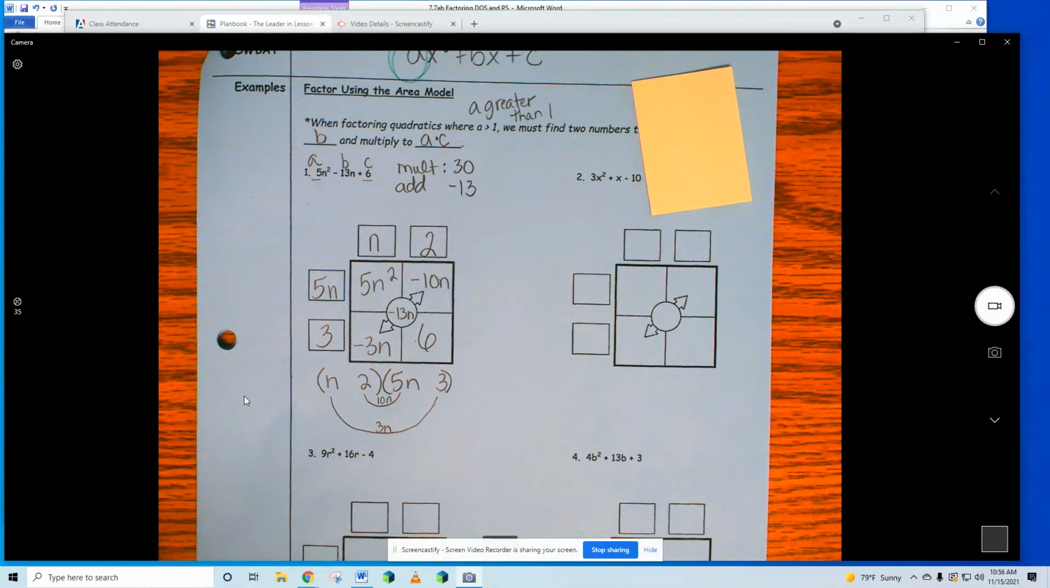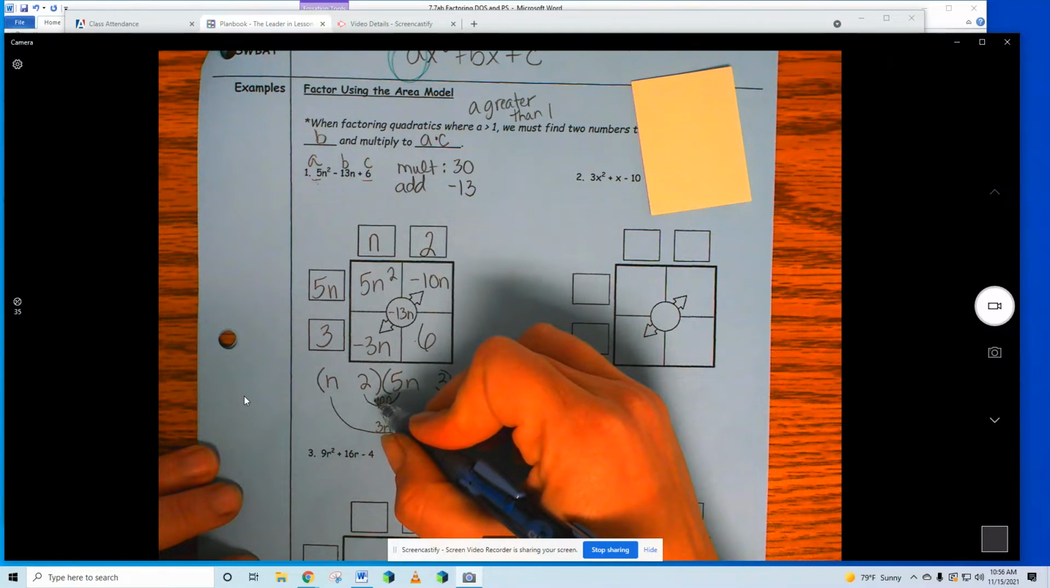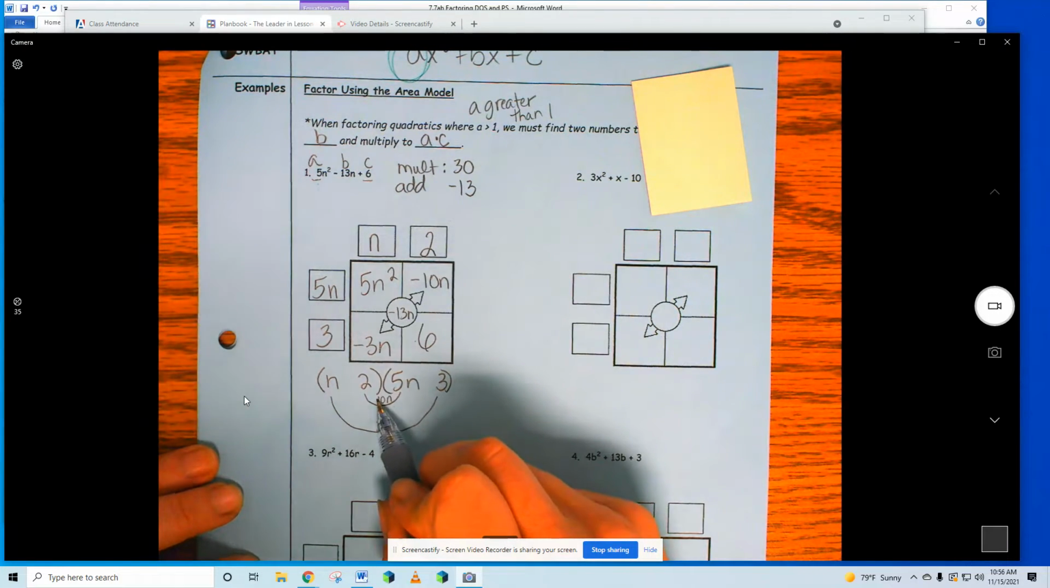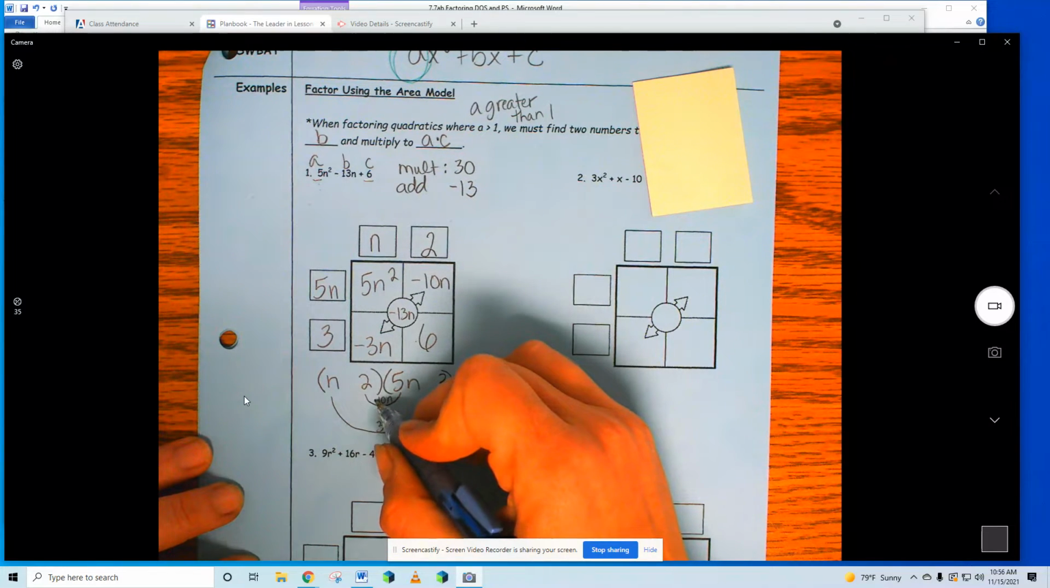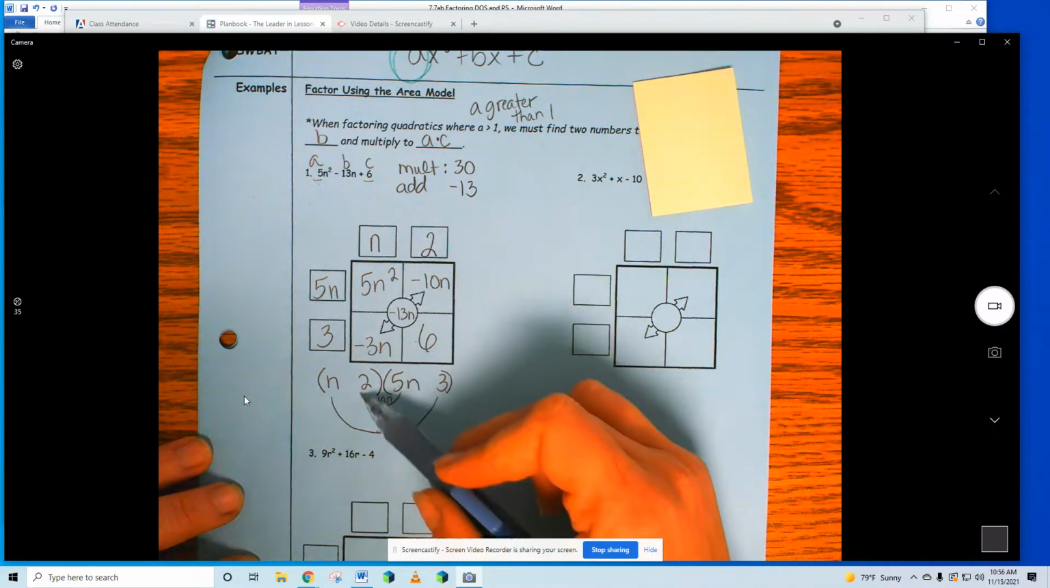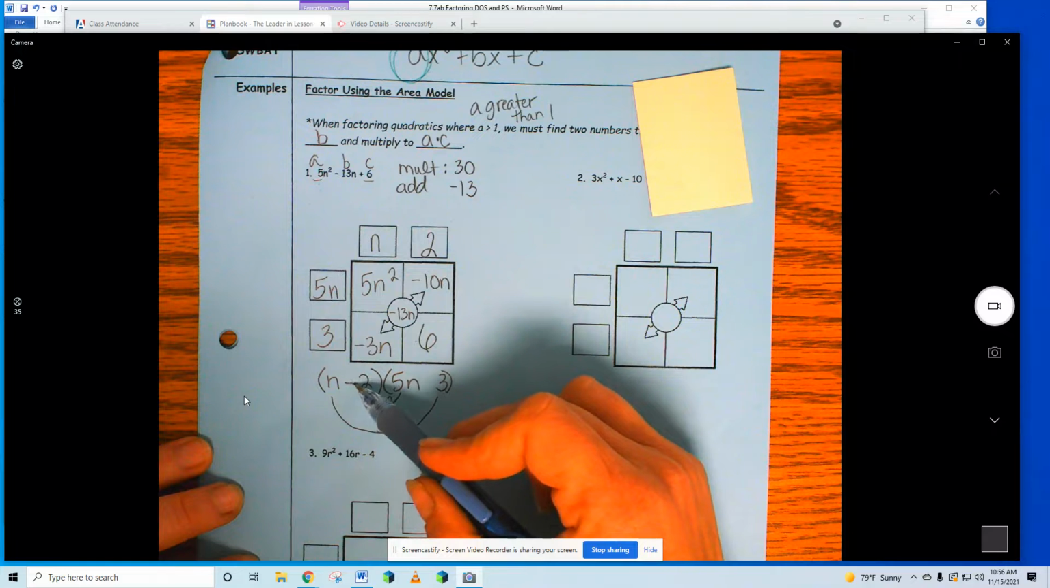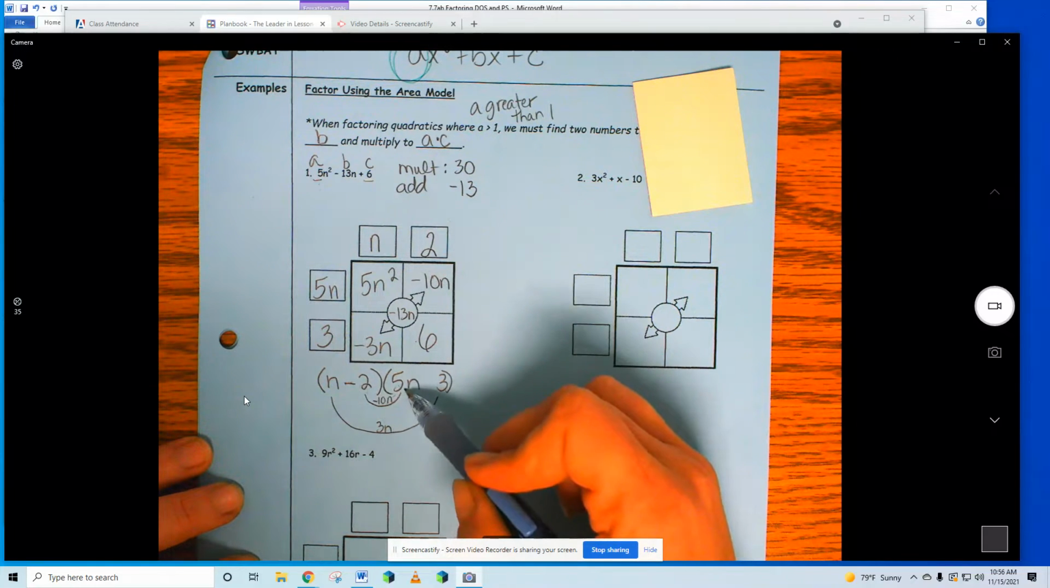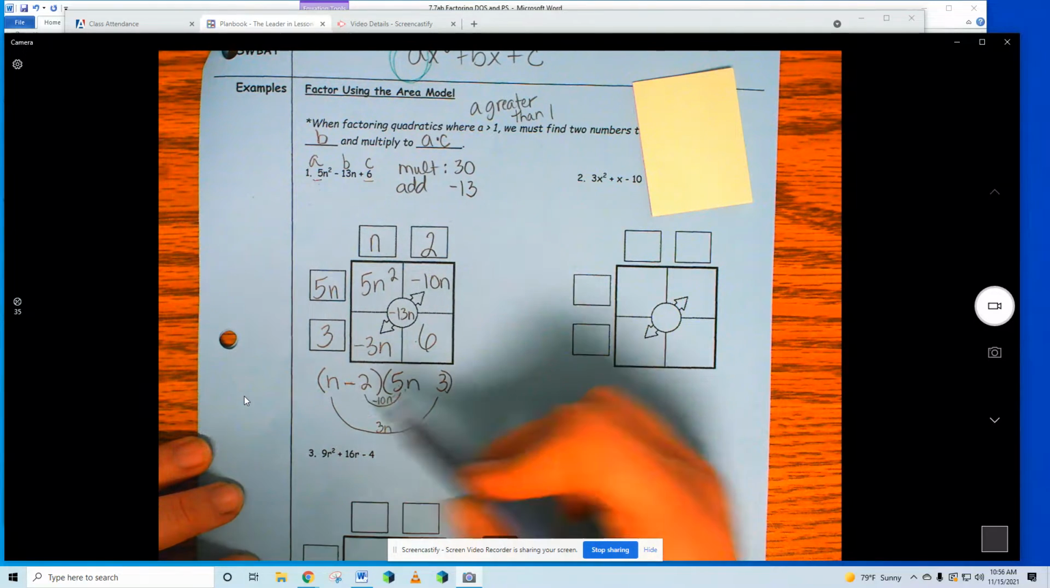Well, if I need to make negative 13, the 10 should be what? Positive or negative? Should the 10 be positive or negative? Negative. Which means the 5 and the 2n, I better put a negative sign in front of this too, because negative 2 times 5n makes negative 10.